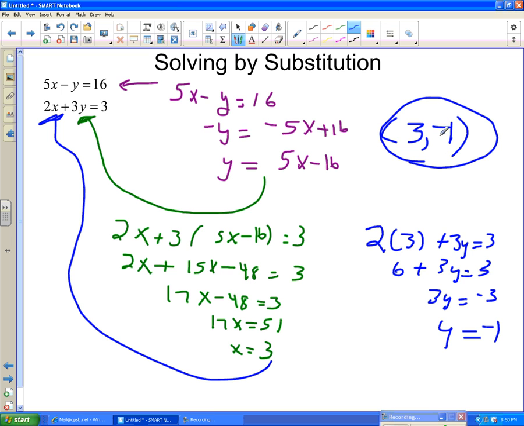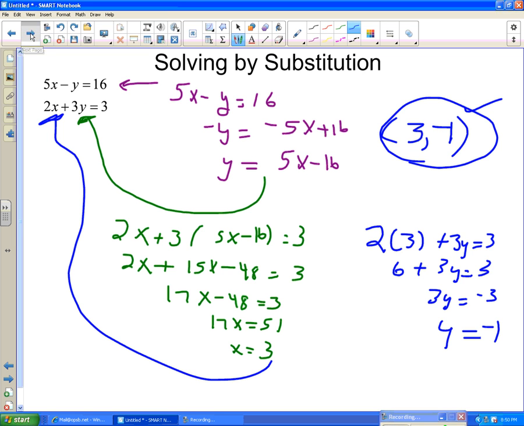Now you do want to check it real fast. So 3 times 5 is 15, and 15 minus a minus 1 is a plus, so 15 plus 1 is 16. And I need to make sure it makes the second one true as well. So 2 times 3 is 6, and then 3 times a negative 1 is a minus 3, so 6 minus 3 is 3, so it works. So the (3, -1) satisfies both these equations, and it would be a solution to my system.